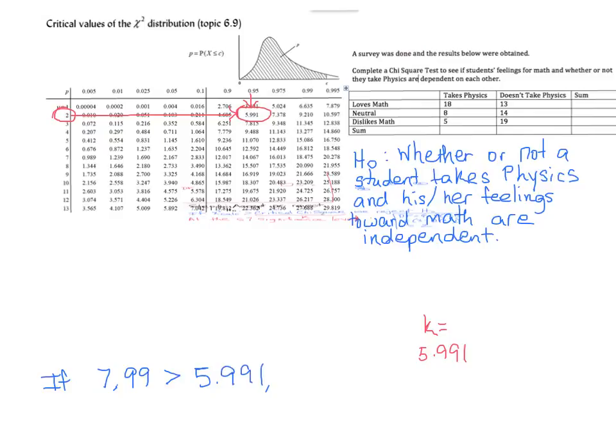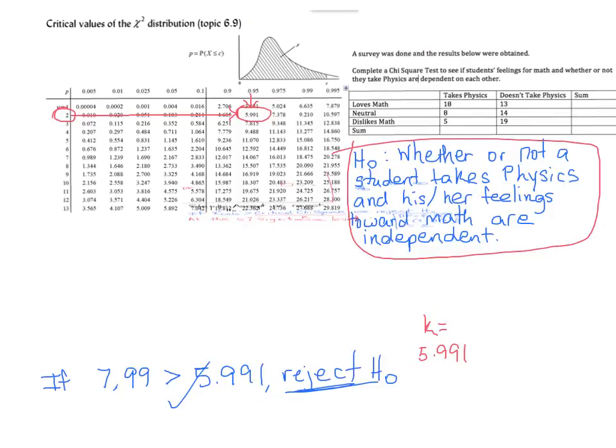Restating our rejection inequality, if the calculated chi-squared value, which we got to be 7.99, is bigger than K, or critical chi-squared, which we got to be 5.991, we reject H0. We reject the null hypothesis. Since this is in fact true, we do have to reject the null hypothesis. The null hypothesis over here states that whether or not a student takes physics and his or her feelings for math are independent. This statement must be rejected. Therefore, the alternative is true, and whether or not a student takes physics and his feelings toward math are therefore dependent on each other.